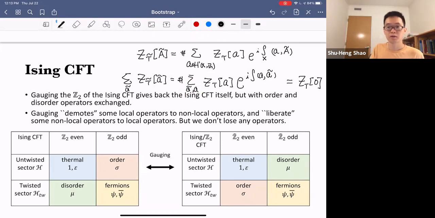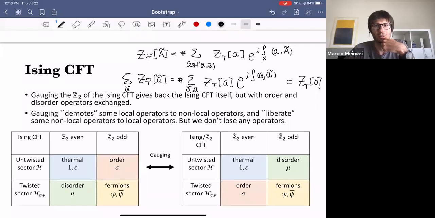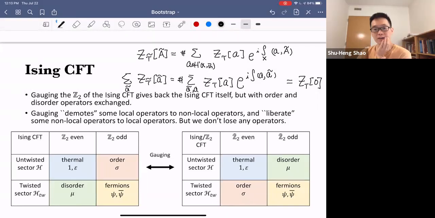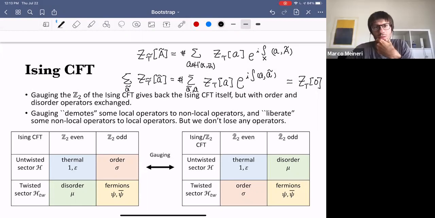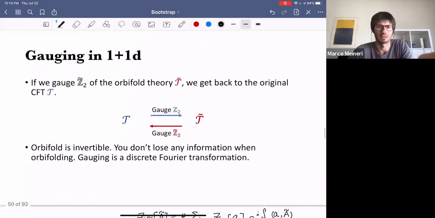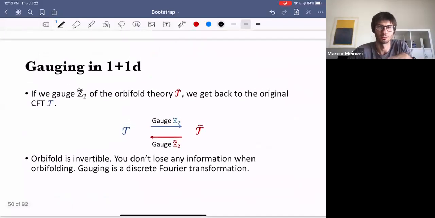Yeah, thanks. If I can ask one more thing, the last thing I promise. If you were to gauge something else, which is not like a bigger discrete group, say, then would you still have another? I don't know, if I gauge a Z3, is there another Z3 now? But there is still either twisted or untwisted. So is this involution still true?